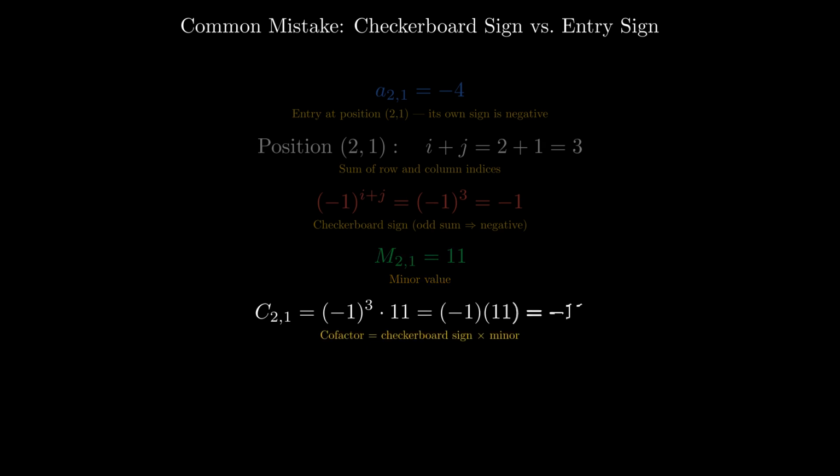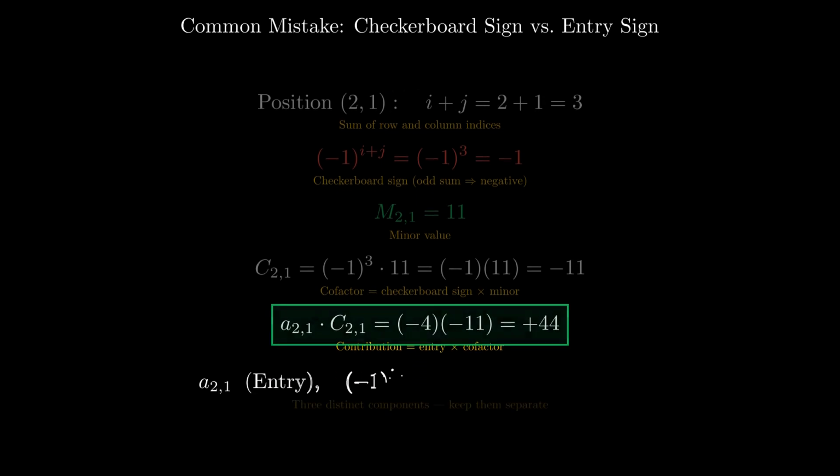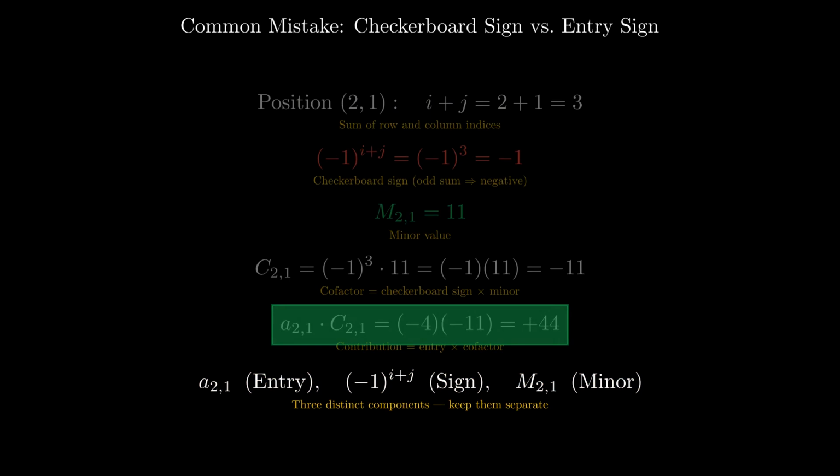Step 3, now we build the cofactor. C21 equals the checkerboard sign times the minor. That's -1 times 11, which equals -11. Notice the sign attaches to the minor first, forming the cofactor. Step 4, the determinant contribution equals the entry times the cofactor. That's -4 times -11, which equals +44. So there are 3 distinct components at play: the entry value shown in blue, the checkerboard sign shown in red, and the minor shown in green.